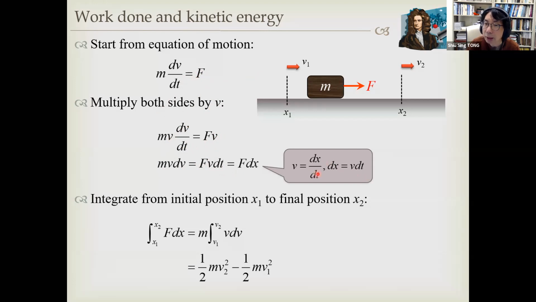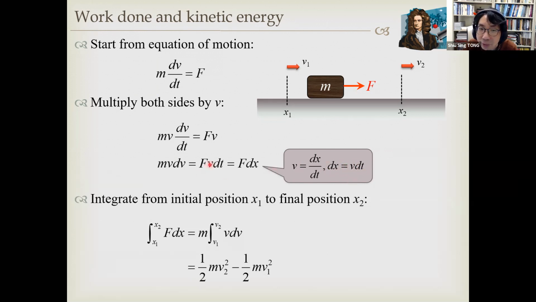But what is v dt? I claim that v dt is just dx, because I know that v is equal to dx/dt. So by moving the differential, I get dx equal to v dt. What is the meaning of this equation? It means that in a very small time interval dt, the velocity at that instant is v. And if you have a small time interval dt, then the displacement in that small time interval is just equal to the velocity multiplied by the time. So dx is just v dt. That is what the equation means.